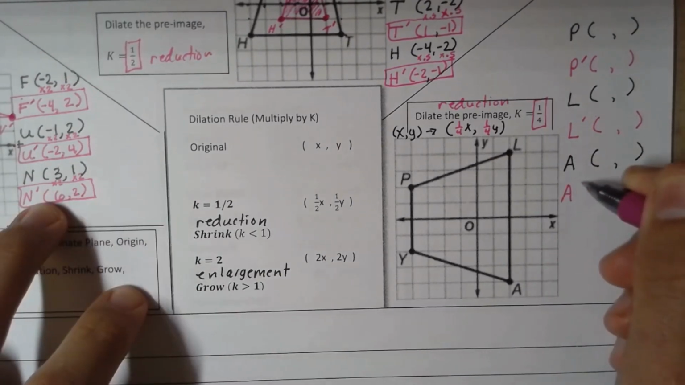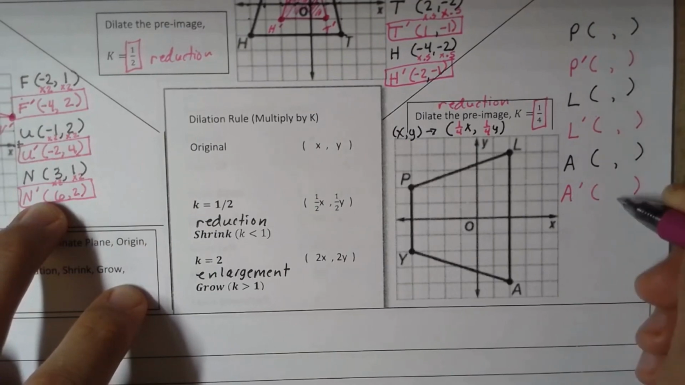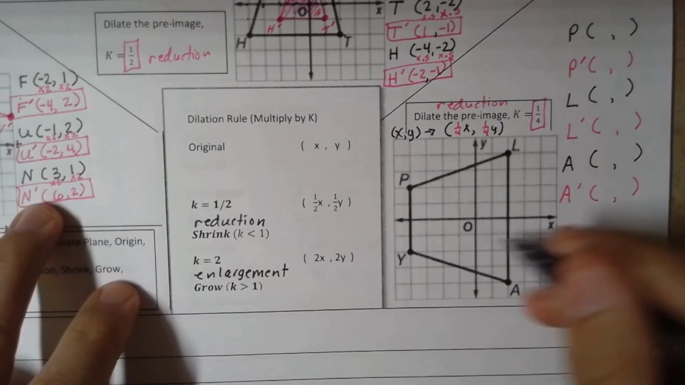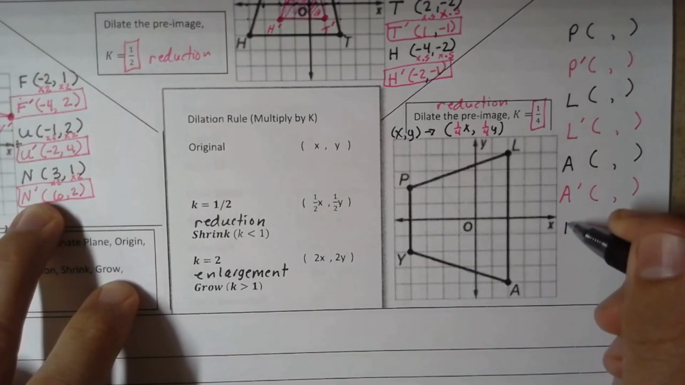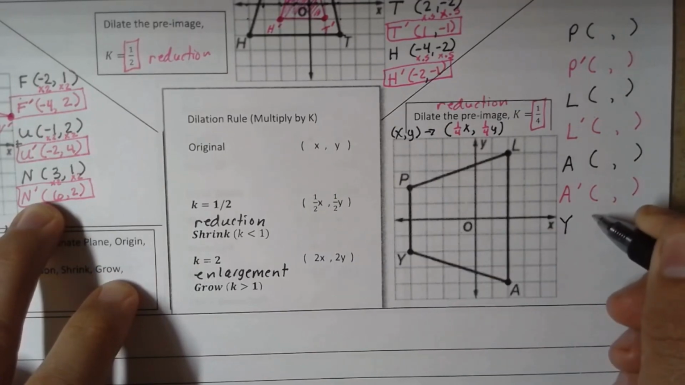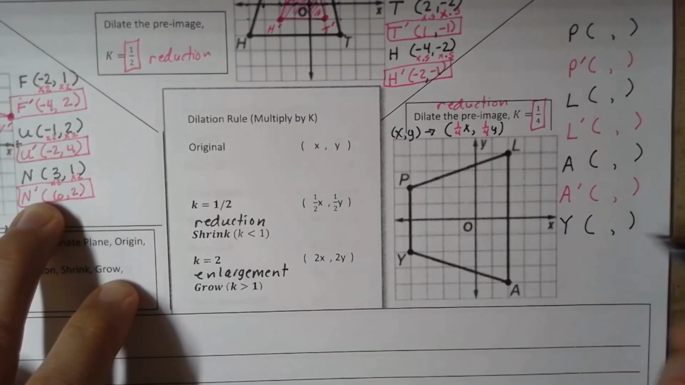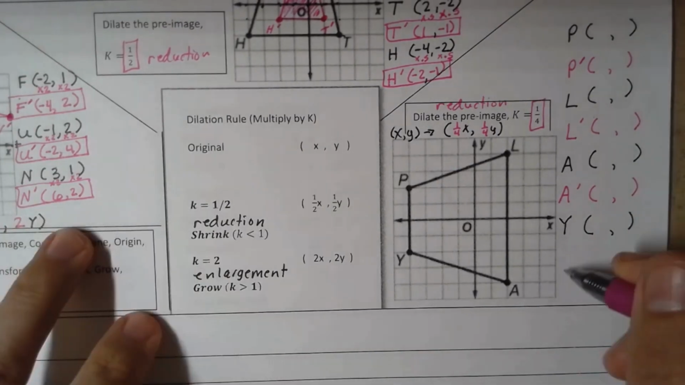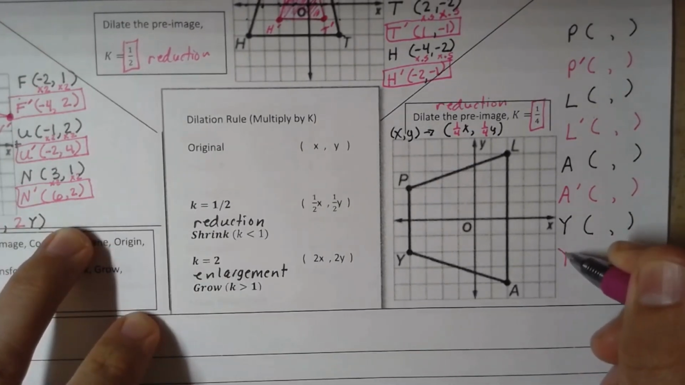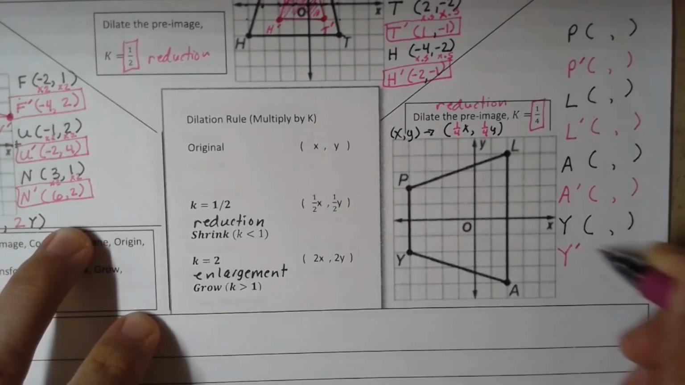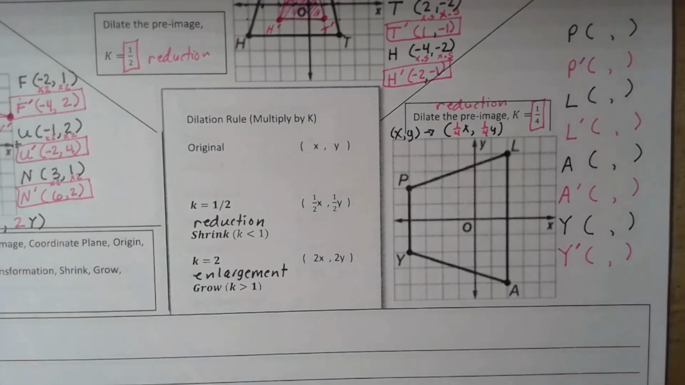We'll leave some space and we have A prime. And we have Y. So I'm hoping that as you're doing this, you're going, you know what, this is actually pretty easy. I've taught this many different ways, and I'll be honest with you, this way that I'm teaching you right now, I feel is the most effective, the easiest way to do this.